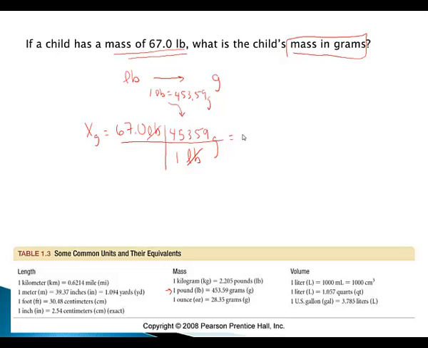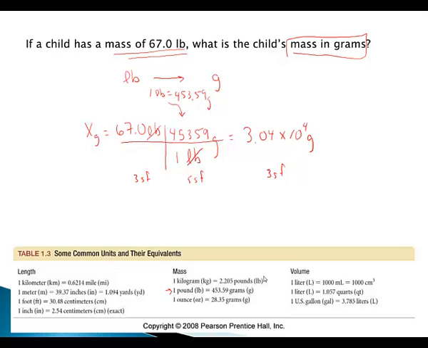looking at the answer for this, we see that my final answer will be 3.04 times 10 to the 4th grams. This value here is 5 sig figs. This value is 3 sig figs, so I'm going to give my answer in 3 sig figs.